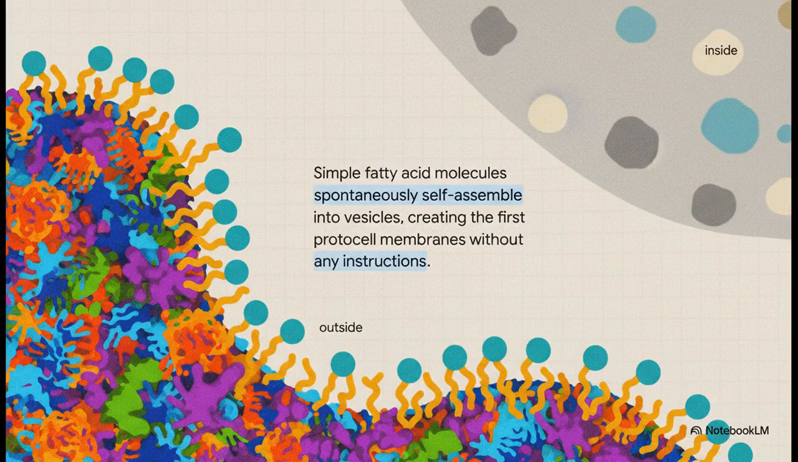Okay, but what about the very first cells? To even be a cell, you need a wall, right? A membrane that separates the inside from the outside. Well, it turns out that this absolutely essential first step also happens pretty much automatically and is driven by one of the simplest rules you can imagine.